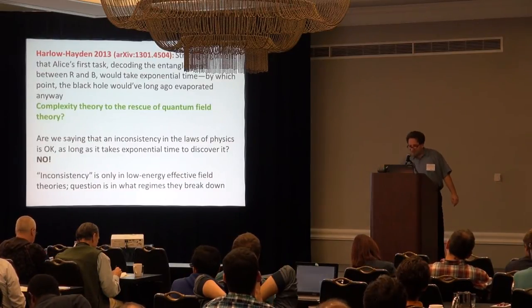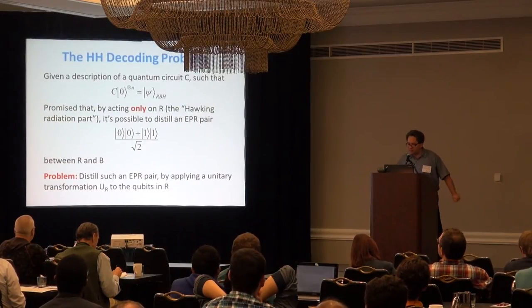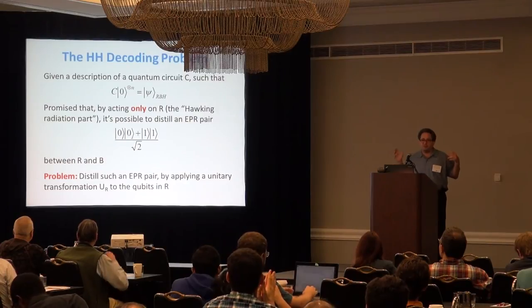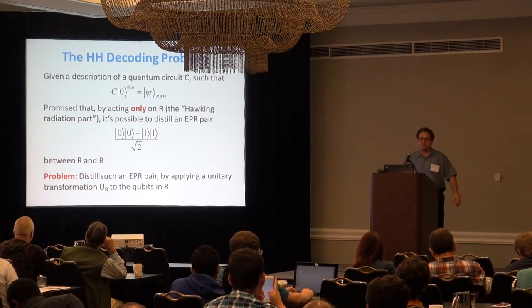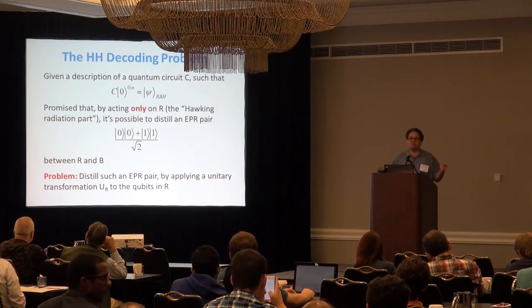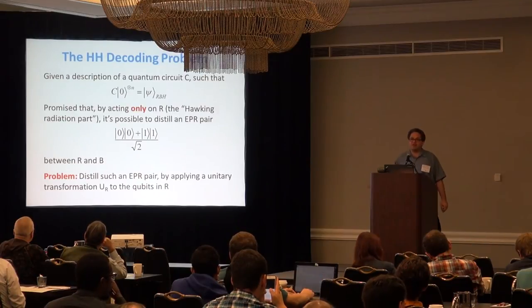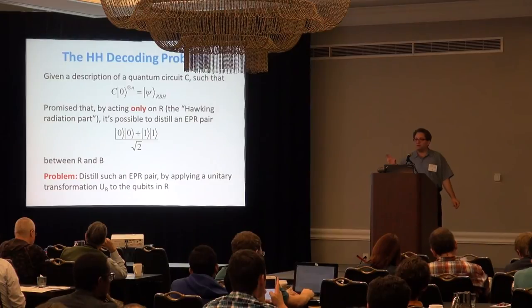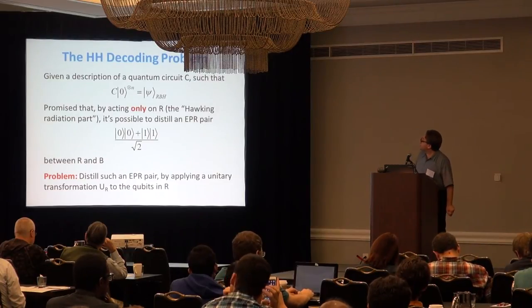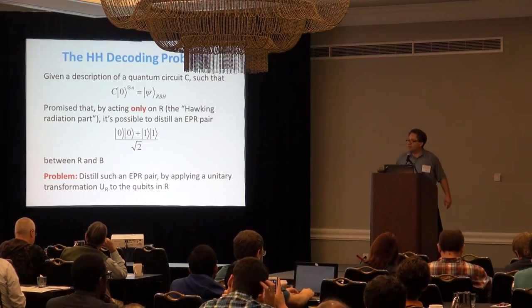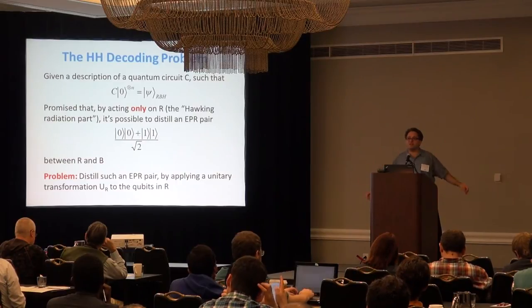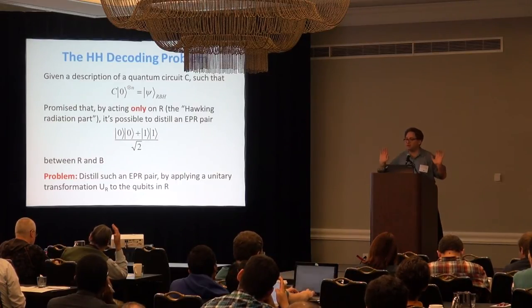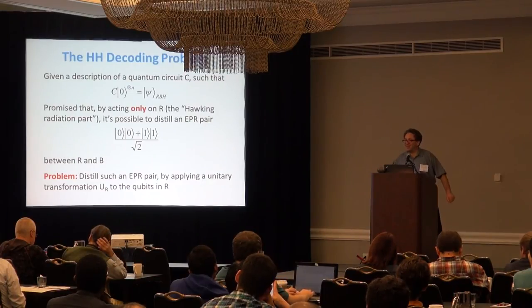Okay, yeah. So let me be a little bit more formal. So how did Harlow and Hayden formalize this task of performing the AMPS experiment, or decoding the entanglement between the R and B regions? First of all, they said, look, a black hole is some finite collection of qubits. All right, they've already won my heart.